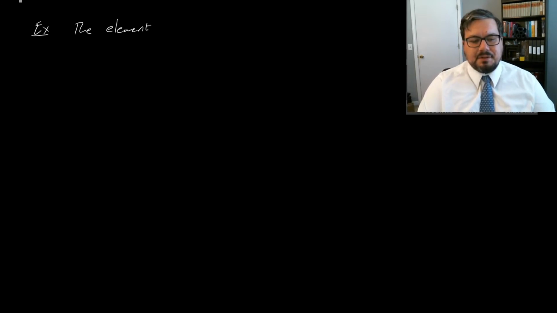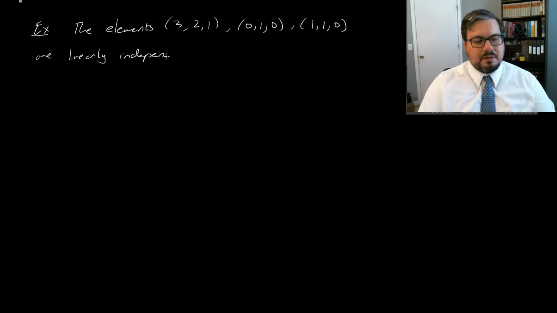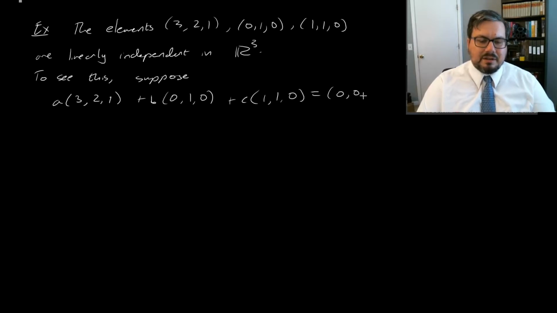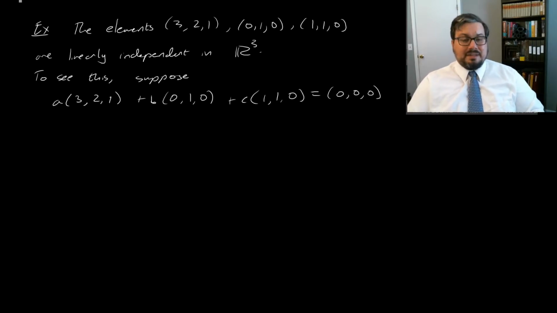The elements (3, 2, 1), (0, 1, 0), and (1, 1, 0) are linearly independent in the vector space R³. To see this, let's suppose that we have some element A times (3, 2, 1) plus element B times (0, 1, 0) plus some element C times (1, 1, 0), and that all gives us the 0 element in the vector space R³.